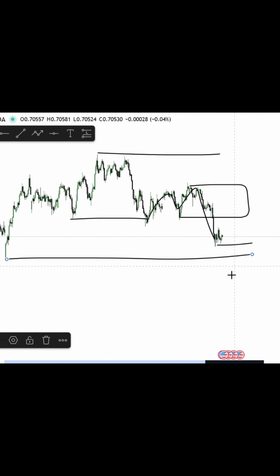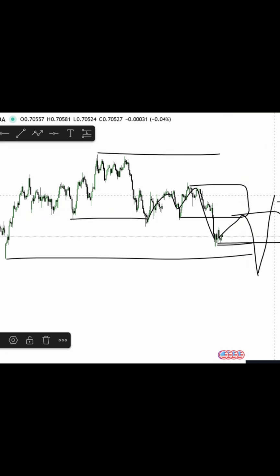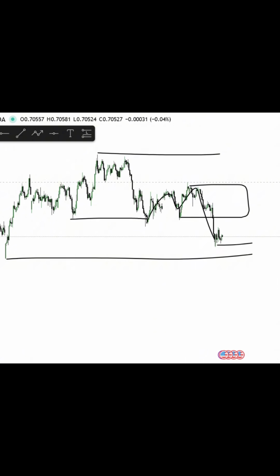I want to see a swipe of this low, maybe even see a little bit of price action towards the upside, make a connection, create a new area of supply, take out the low, break the supply zone, create demand, and then I'm happy to long from there.